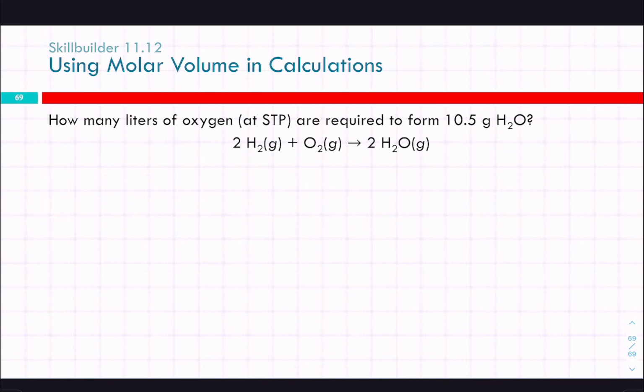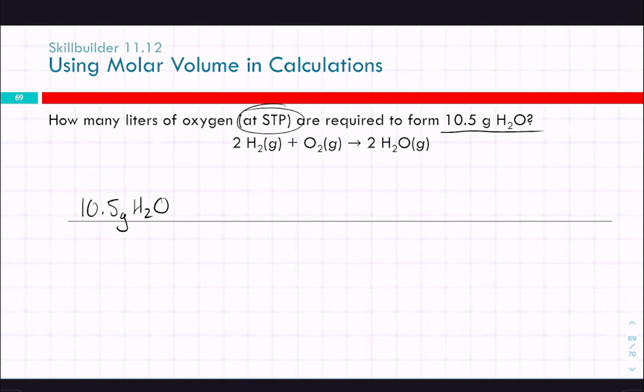Where should we start with this problem? You're going to write them out, right? Identify. It's at STP though, so you'll just use... Oh, that's right. It's at STP, so that's nice. But we have only 10.5 grams of water. That's the only number we're given. We want to know how many liters of oxygen. So we're trying to go from here to here.